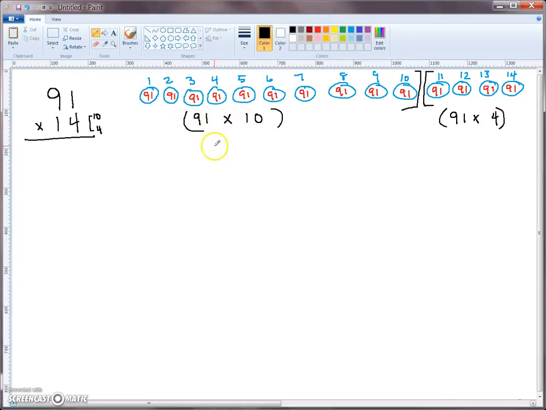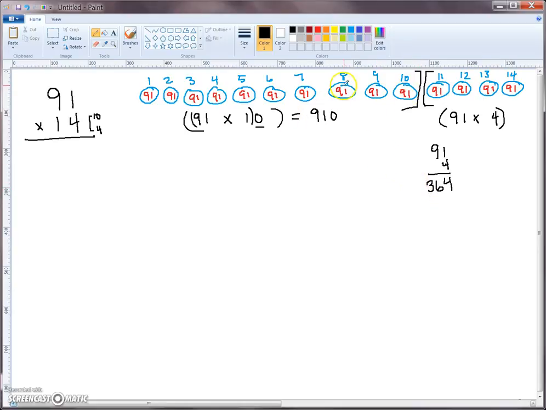Alright, so 91 times 10, what I like to do is I cover up the 0. Only look at 91 times 1. Okay, 91 times 1 is 91. And then how many zeros? 1 zero. So that was fairly easy. 91 times 4, though, we have to multiply out the normal way. So 91 times 4. 4 times 1 is 4. 4 times 9 is 36. And if you know your multiplication table, it should come really quick.